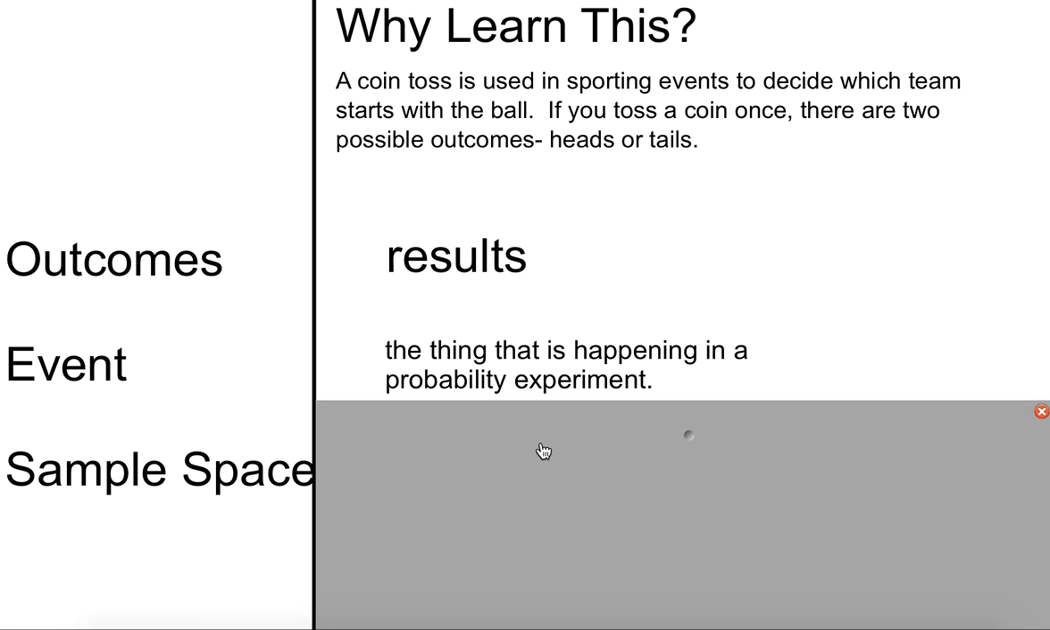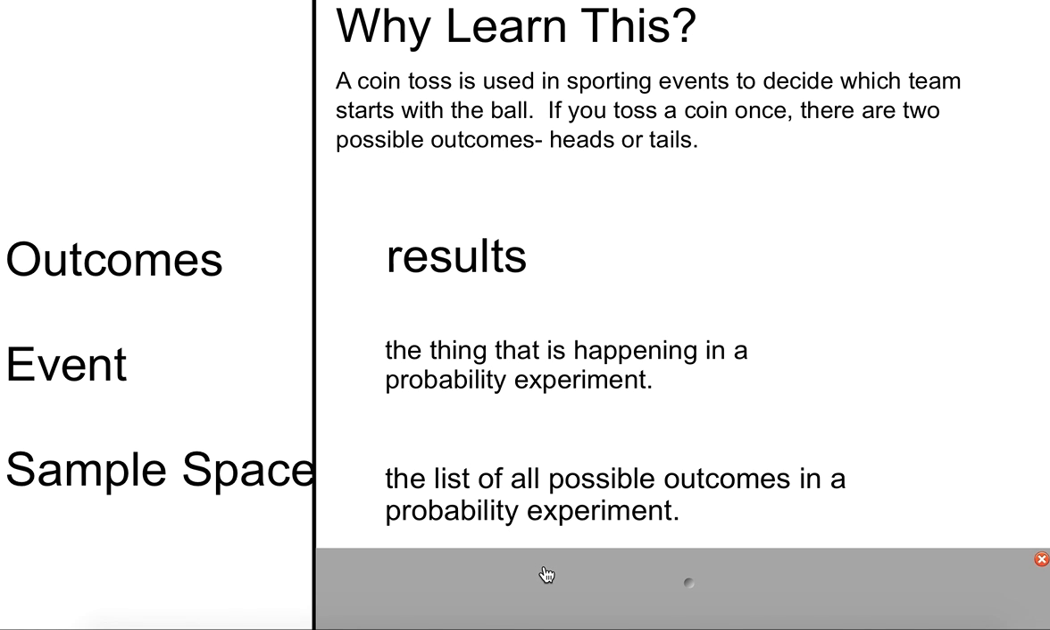Sample space, then, is a list of all possible outcomes in a probability experiment, and that's what we're going to be doing today. We are going to be making an organized list of all possible outcomes.